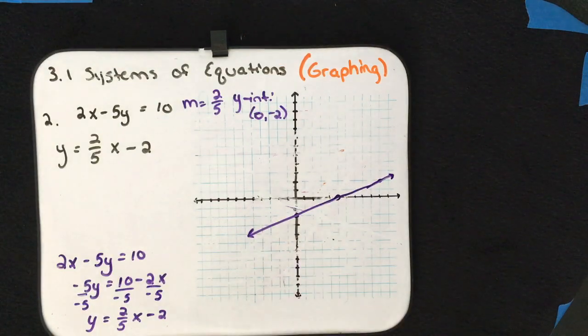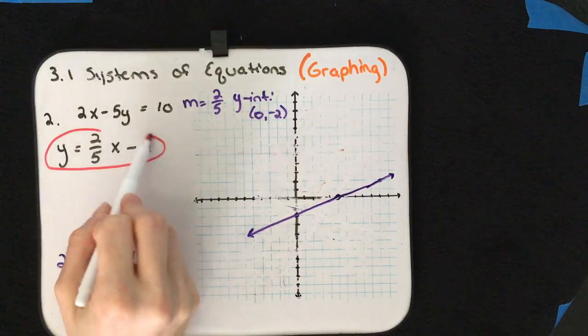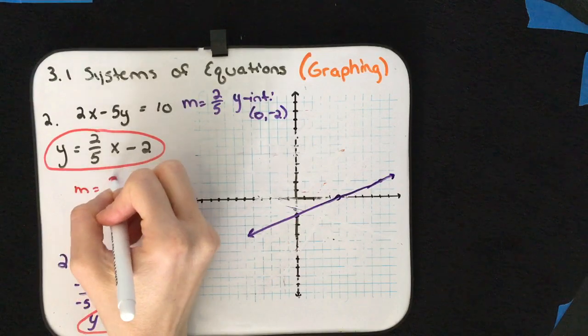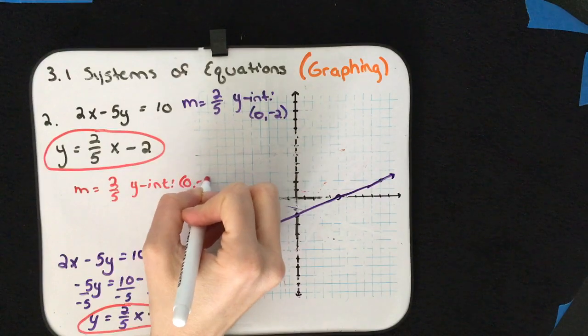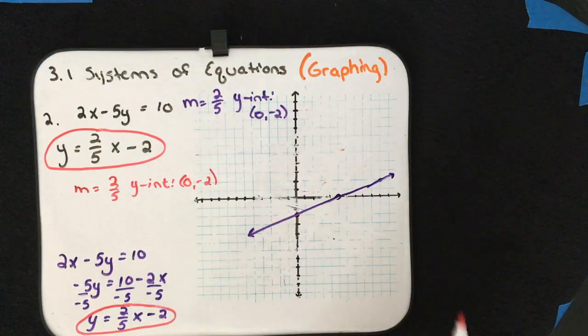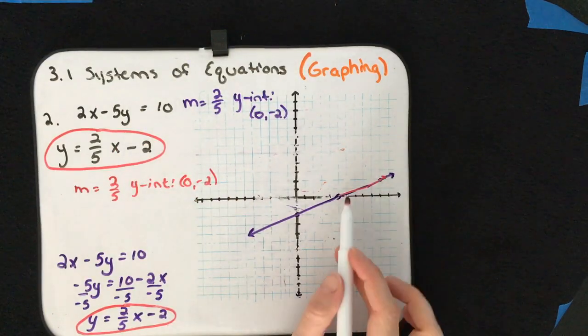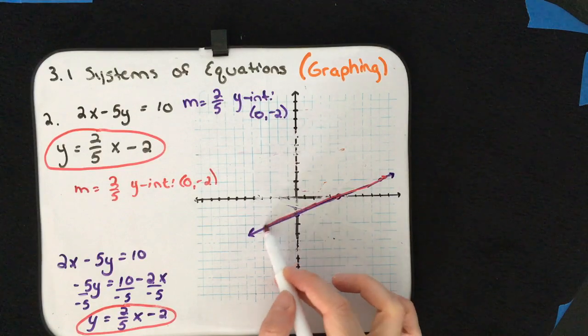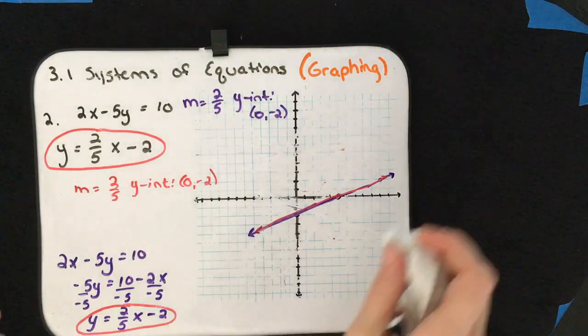There we go. And now let's do the other one. Well, notice, look what we have right here. Our slope is 2 over 5. Our y-intercept is 0, negative 2. These are the same equations. This was just a different form of this one. So if we were to draw this line, it's going to perfectly overlay the purple line from the first one. So this means that these are the same line. So there's infinitely many solutions. Let's try again.